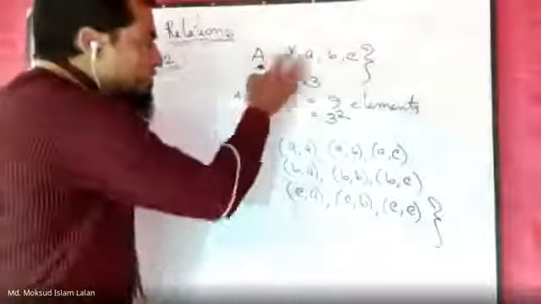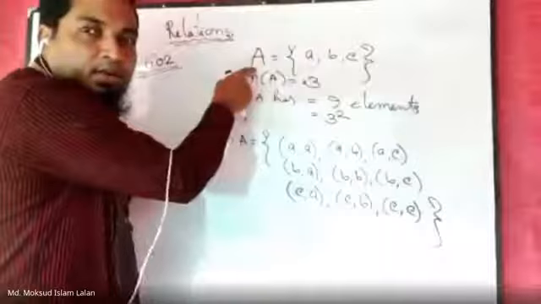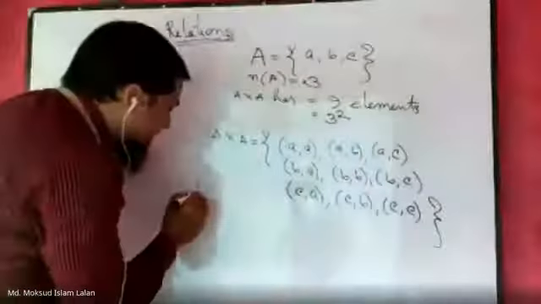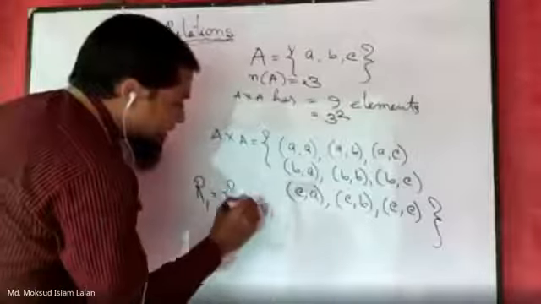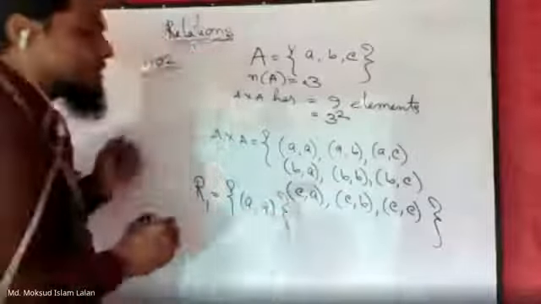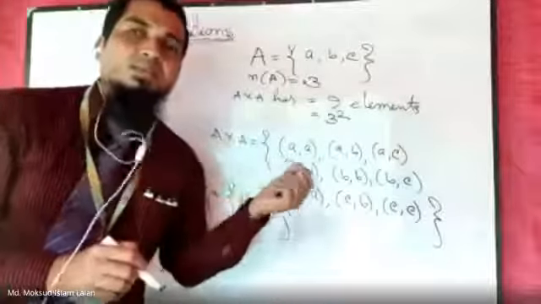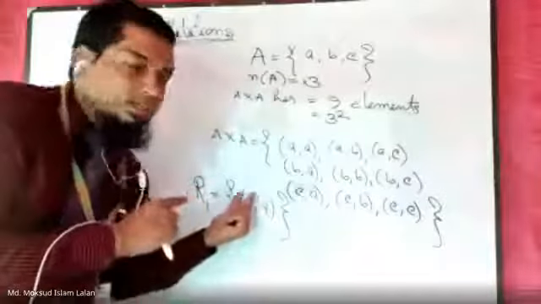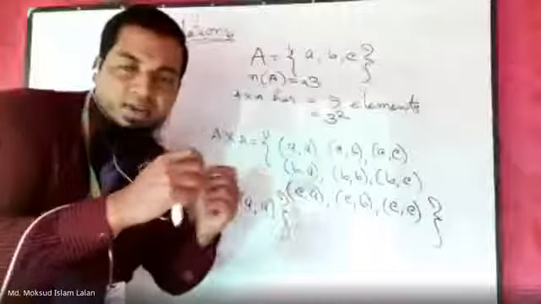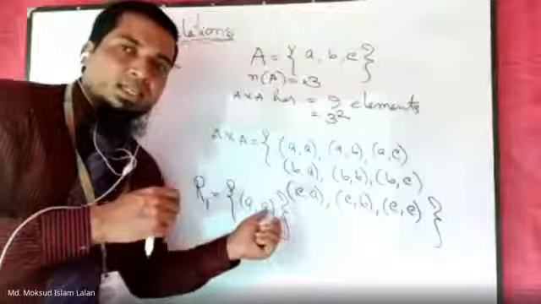Actually, we have defined this A cross A from this set A. Can I say R1 equals to this is a relation? We can take a small part. This AB is related. That is a relation. Do you understand? Can I write something?